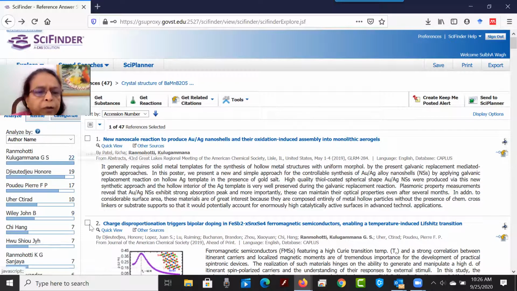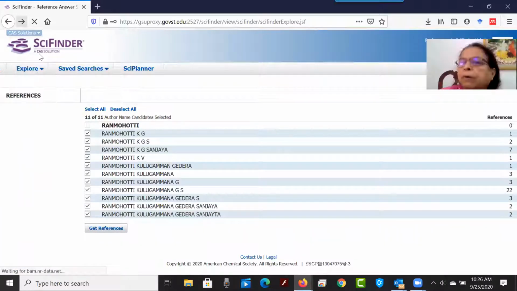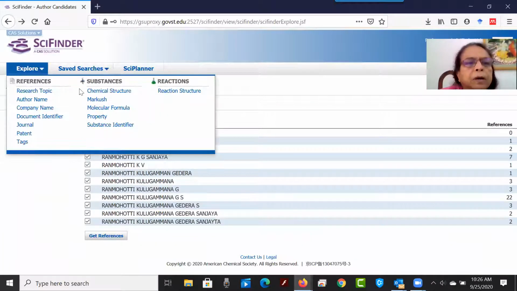So it could be 22 plus 7, 29. And you don't know how the name has been spelled in the database. So you have to go step by step. So next I'm going to go to substances, right?